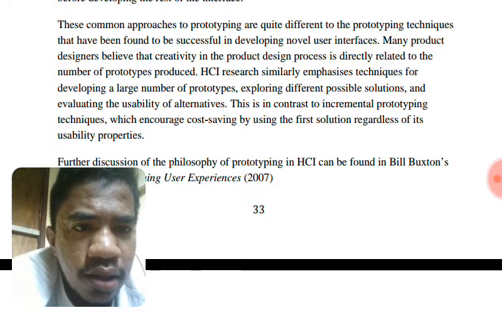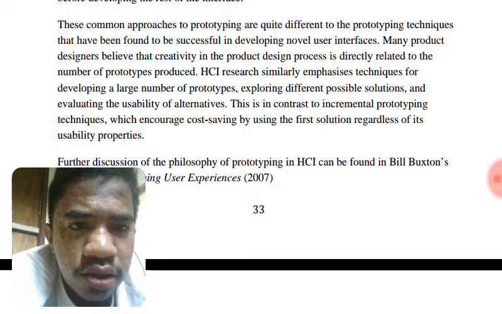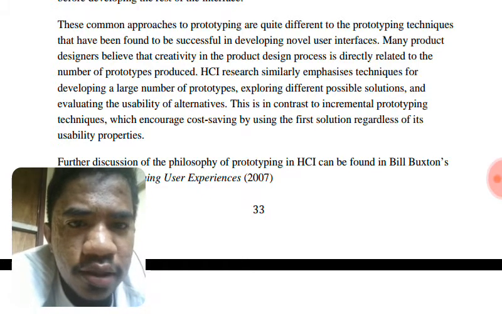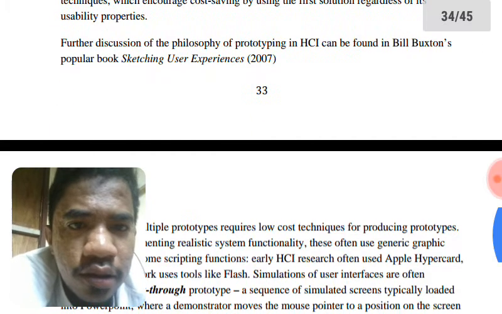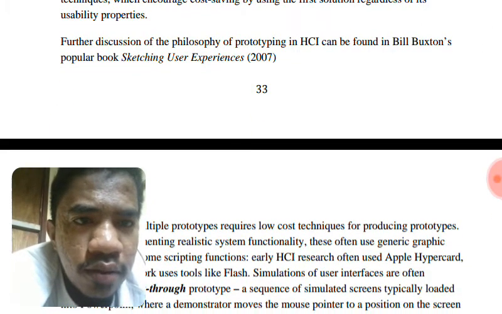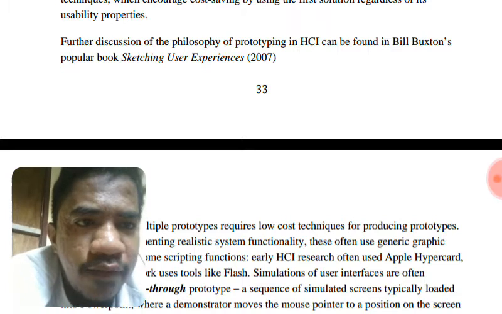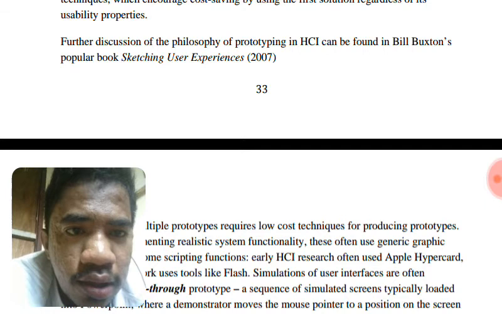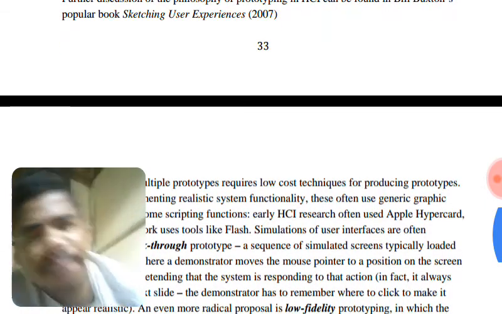This is in contrast to incremental prototyping techniques, which encourage cost saving by using the first solution regardless of the usability properties. Further discussion of the philosophy of prototyping in HCI can be found in Bill Buxton's popular book Sketching User Experience, 2007.